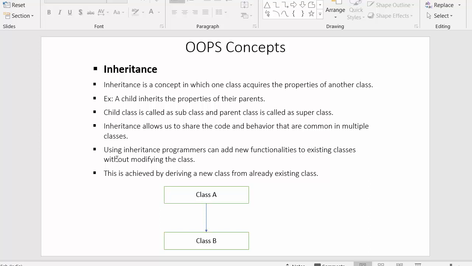Okay, now the next point: using inheritance, programmers can add new functionalities to existing classes without modifying the classes.